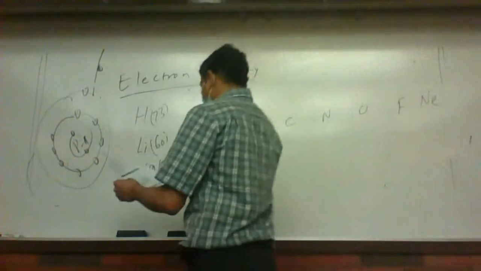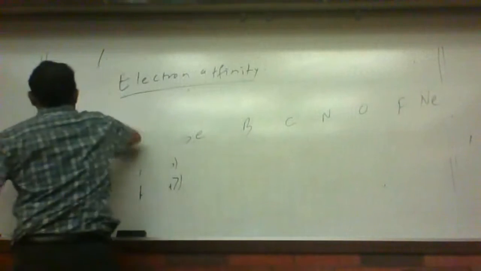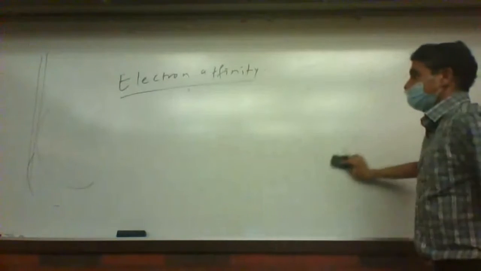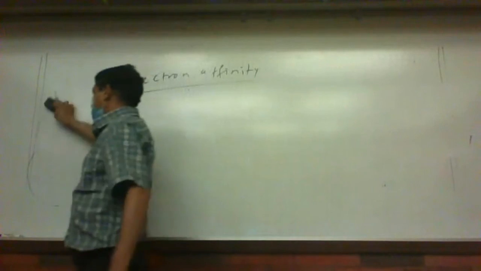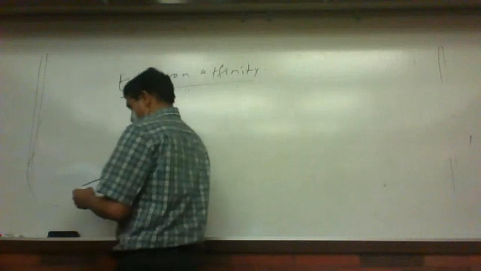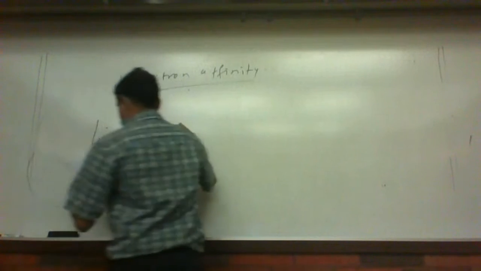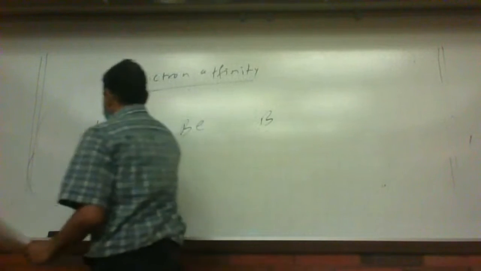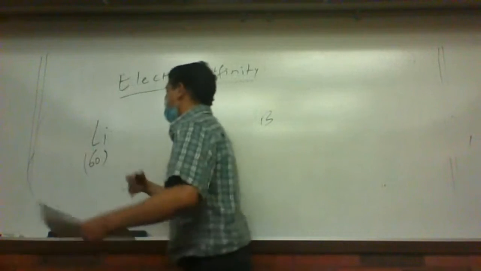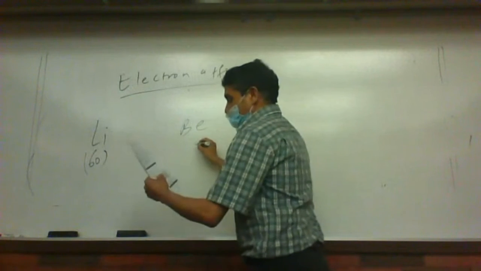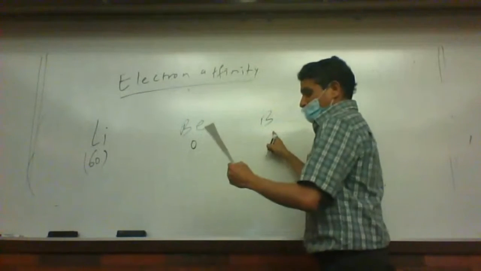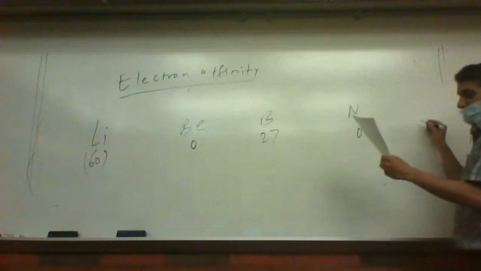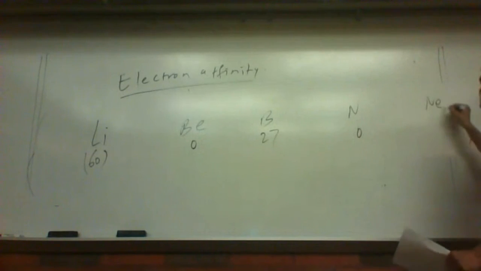So as you go down in the group, size becomes bigger, and the atom cannot attract the incoming electron easily. So now let's go from left to right. Lithium is here, beryllium is here, and boron is here. In lithium, you have 60 kilojoules. If you add 1 electron, it gives out 60 kilojoules of energy. In beryllium, 0. Boron, 27. Now let's look at nitrogen, 0. And then neon, it's also 0.